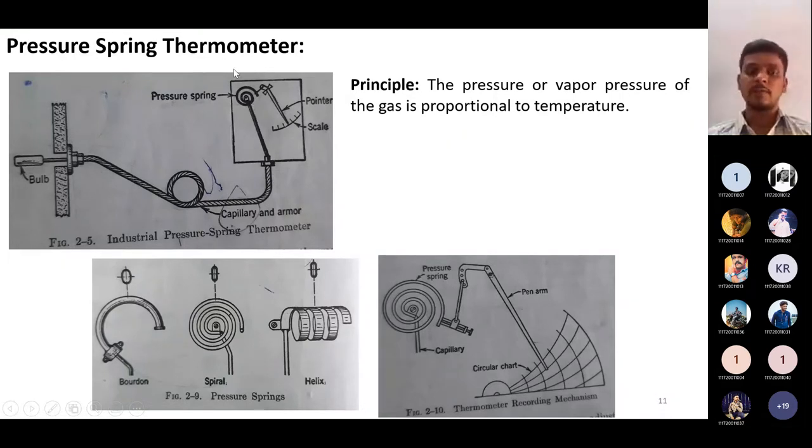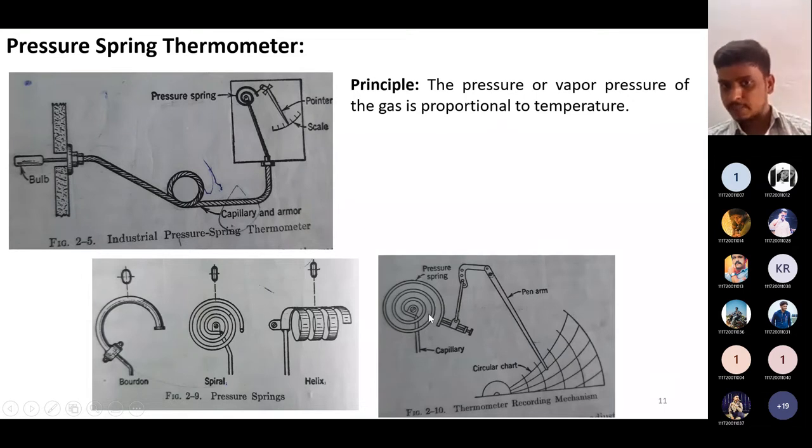The pressure springs can be of three types: the Bourdon tube type, the spiral type, and the helix type of pressure spring. As soon as the displacement is gauged by this pressure spring, the spring will be expanding or contracting. Depending on this expanding or contracting, it will deflect the pointer, and this pointer will be connected to the calibrated scale. So depending on the position of the pointer on the calibrated scale, we can read the reading of that particular temperature.